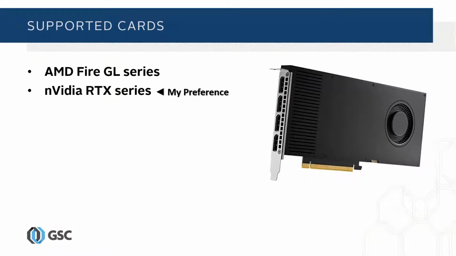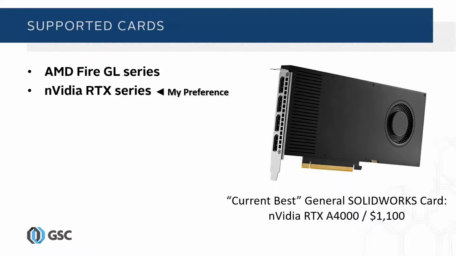My preference has always been NVIDIA. I just feel that they're less focused on the game world and more focused on the professional world. Could be either way. The current best general SolidWorks card for people doing a lot of different things, small assemblies but also larger assemblies, some SolidWorks Visualize rendering occasionally, a general all-around card for about $1,000 US, is today the RTX A4000.